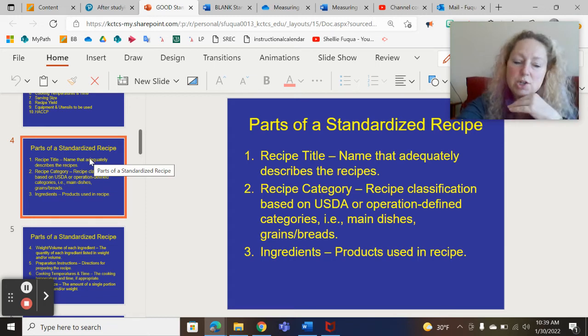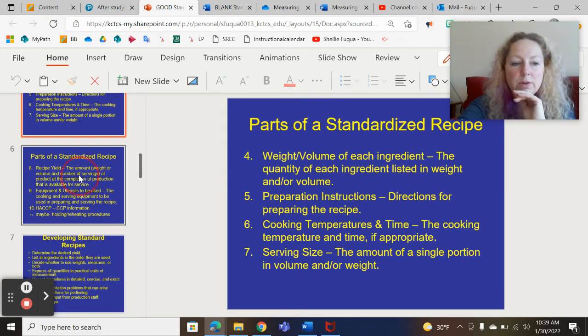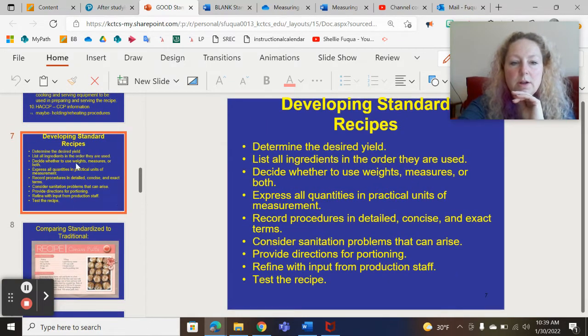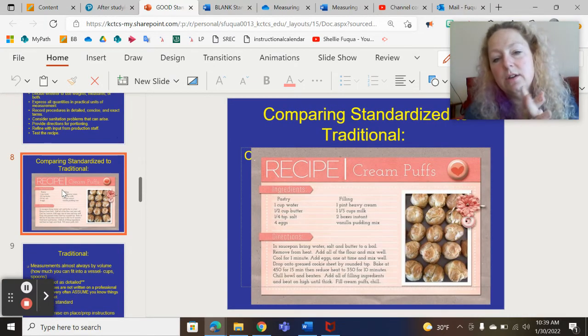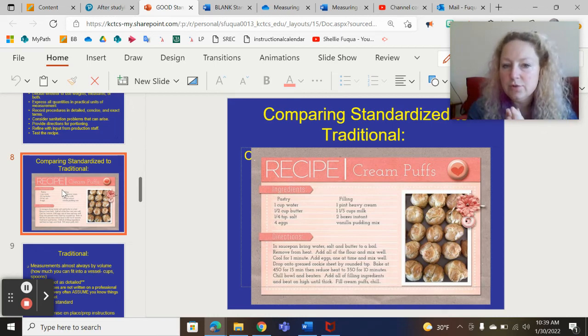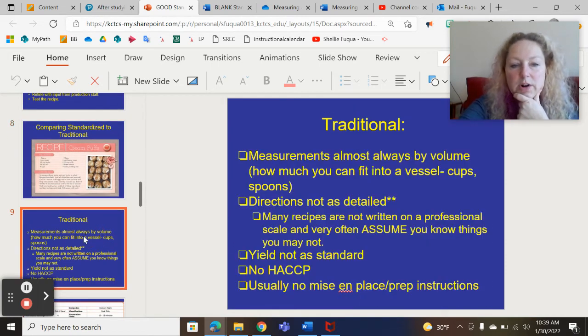Your presentation here does include a little bit more information on that, kind of what I just covered. So I will scroll down here. And then here's your comparison. When you look at this recipe, this is your traditional, what I call a grandma recipe. It just has ingredients and it has steps. It all fits on a little card. The measurements are almost always going to be in volume, how much you can fit into a vessel or a cup versus how much something weighs.